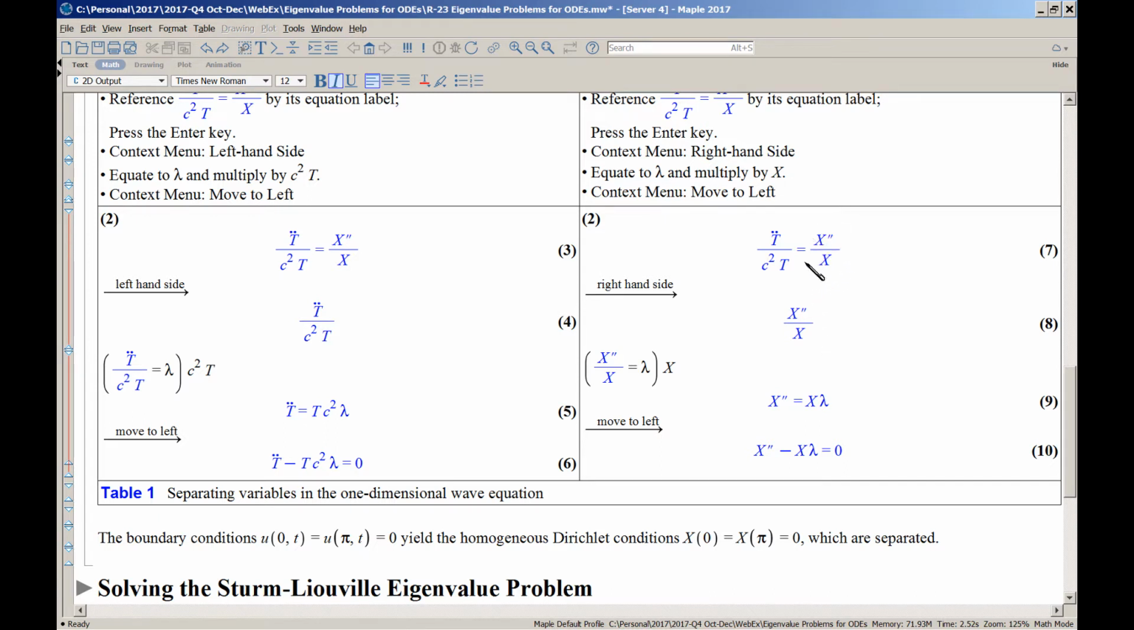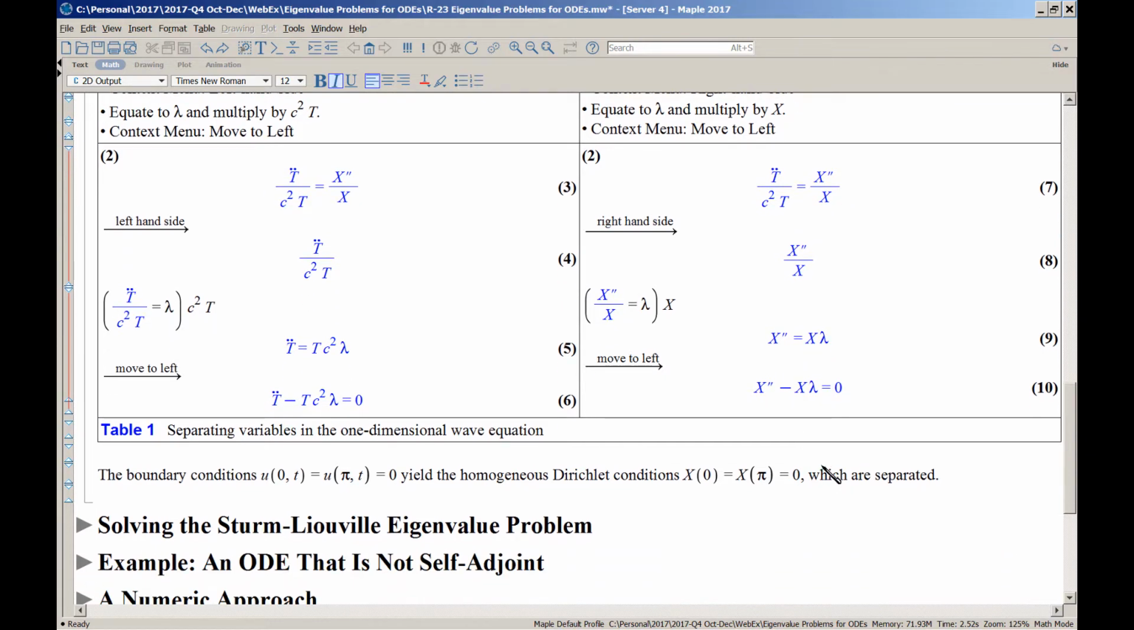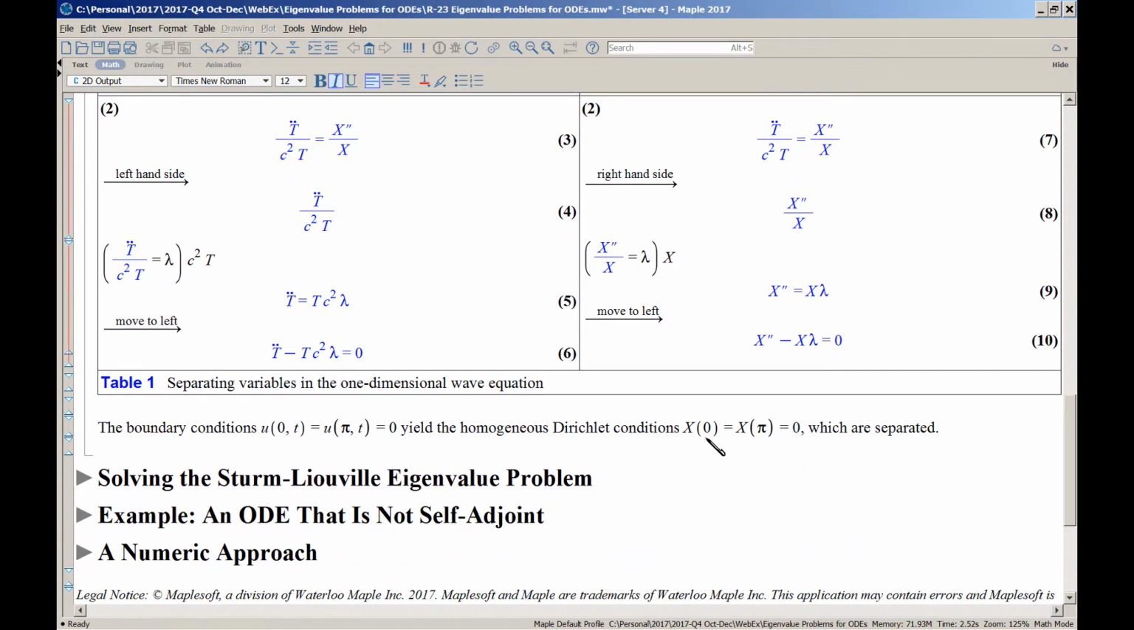Take the right hand side, set it equal to the Bernoulli separation constant lambda, multiply through by X to clear the denominator. X double prime equals lambda X. Move everything to the left hand side. That is the equation we want to solve. Remember, you're going to have to separate the initial and boundary data: X at 0 and X at pi will therefore be 0. And this then leads to the complete Sturm-Liouville eigenvalue problem, which is what I want to be examining in this webinar.